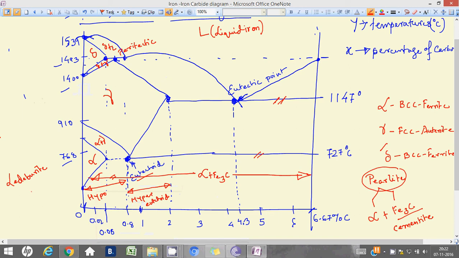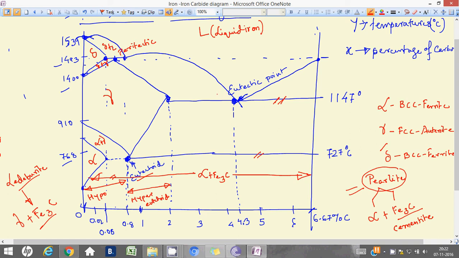Okay, this ledeburite, as we have seen in the case of pearlite, which is alpha plus Fe3C, ledeburite will be gamma plus Fe3C. So in this case, we will see what is alpha plus Fe3C, that is pearlite, and what is ledeburite, not alpha, but gamma plus Fe3C.